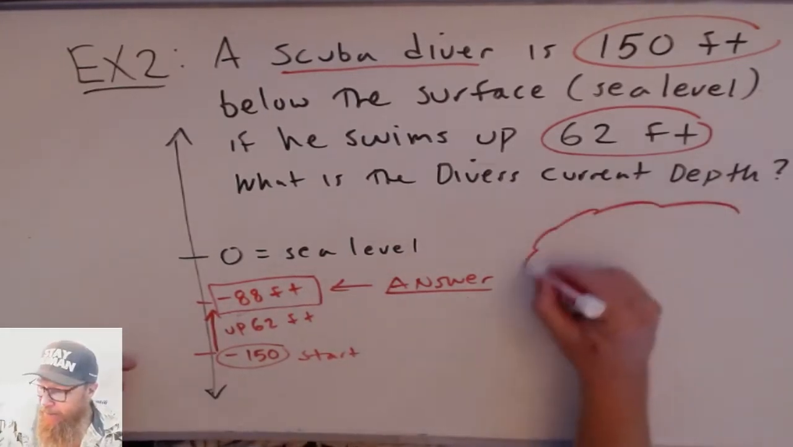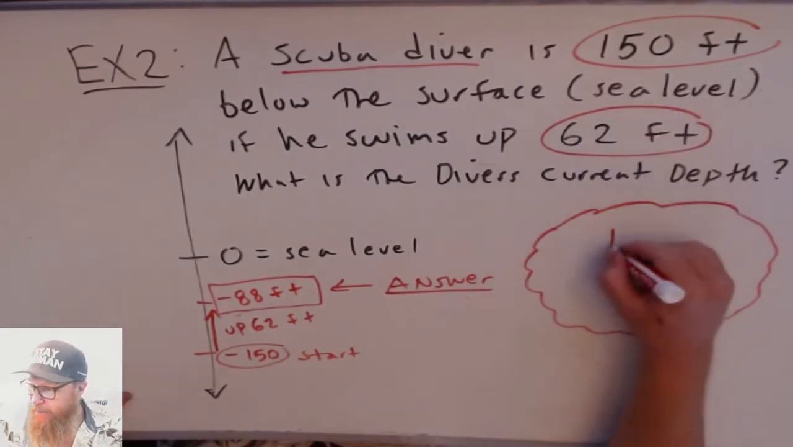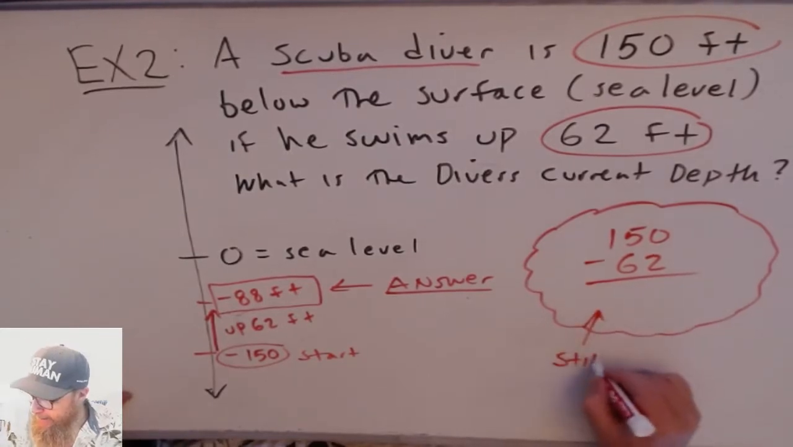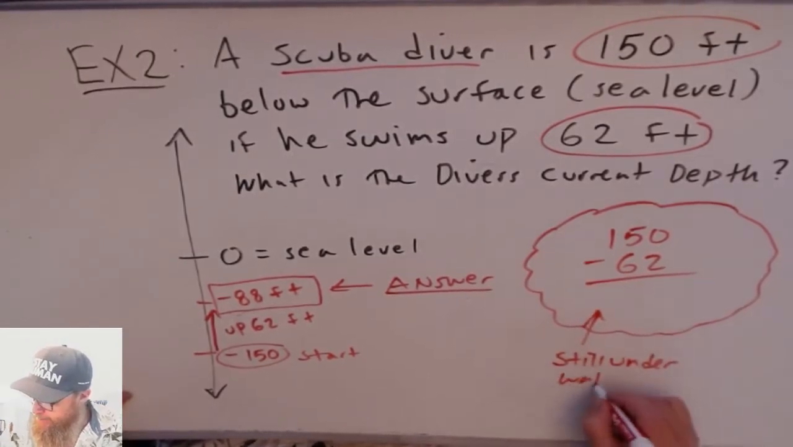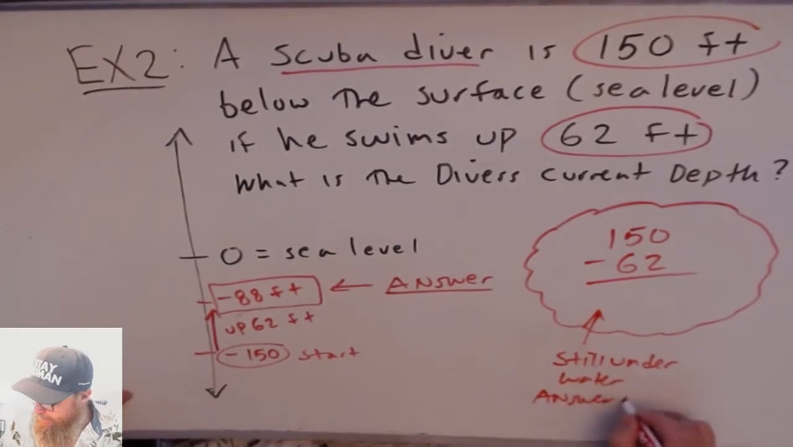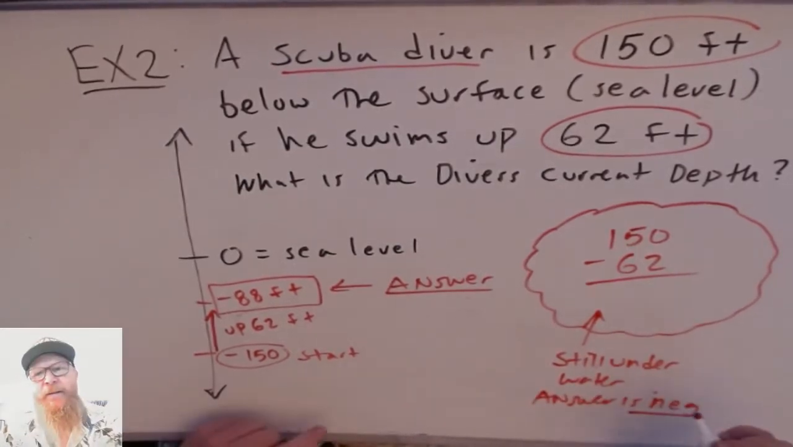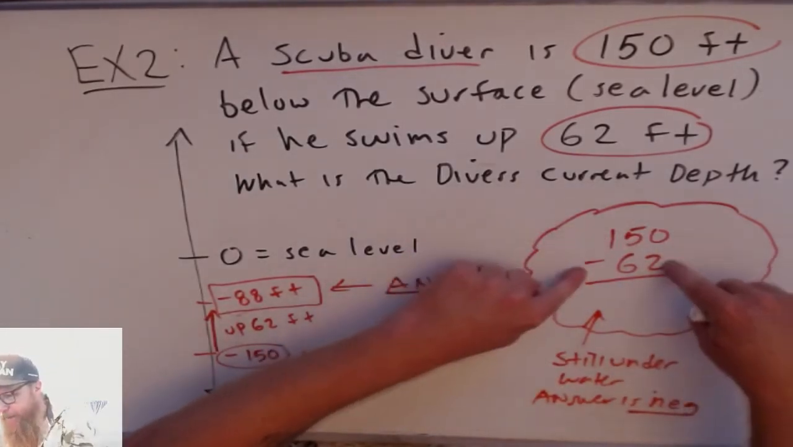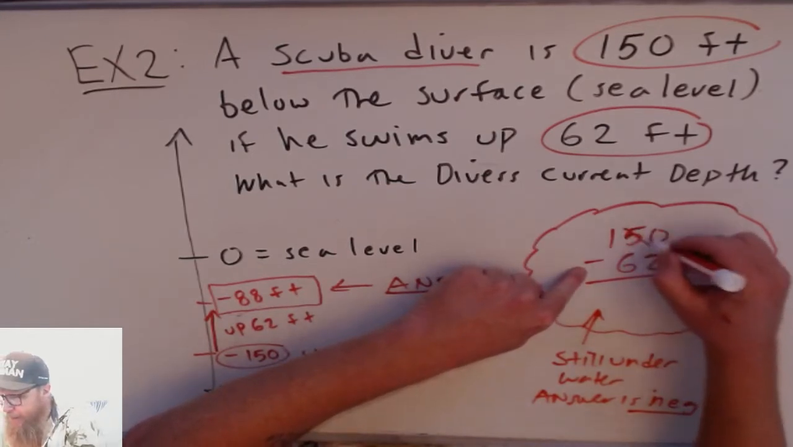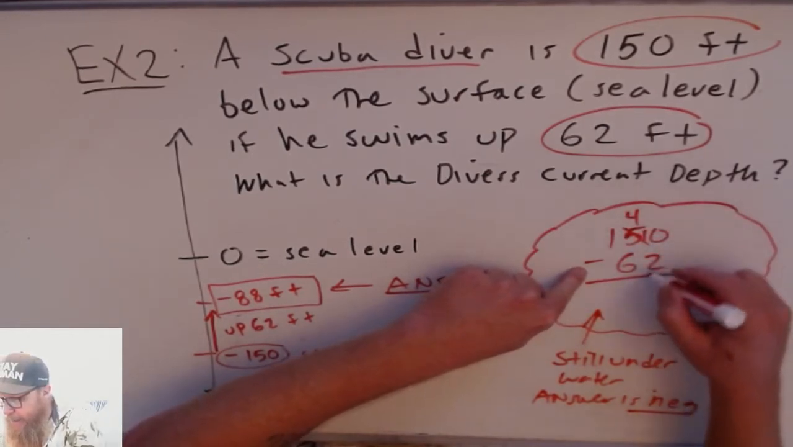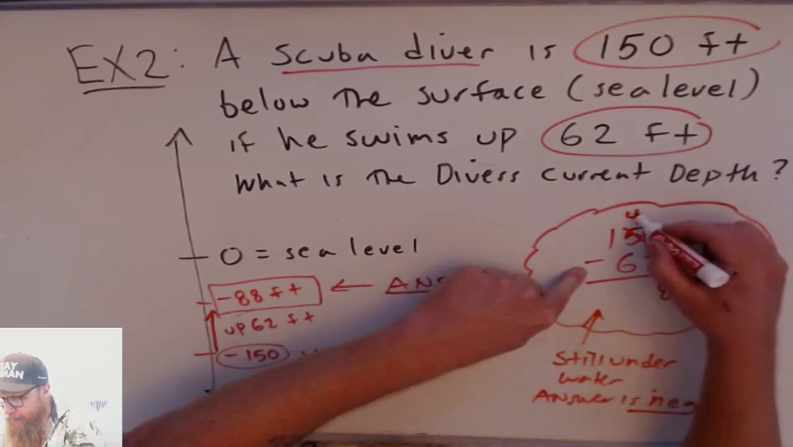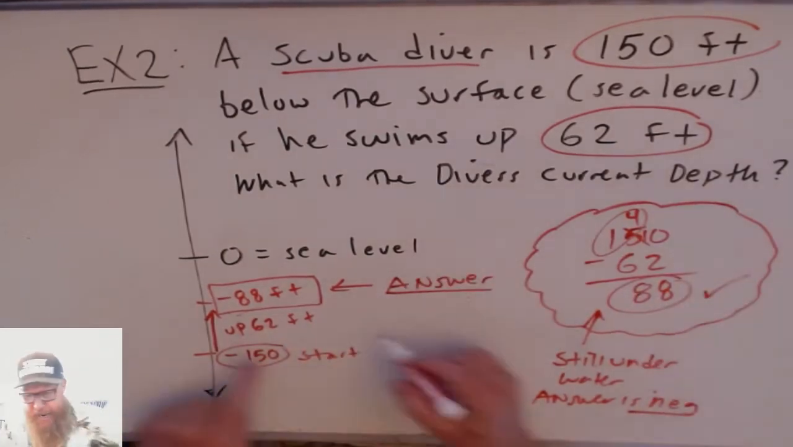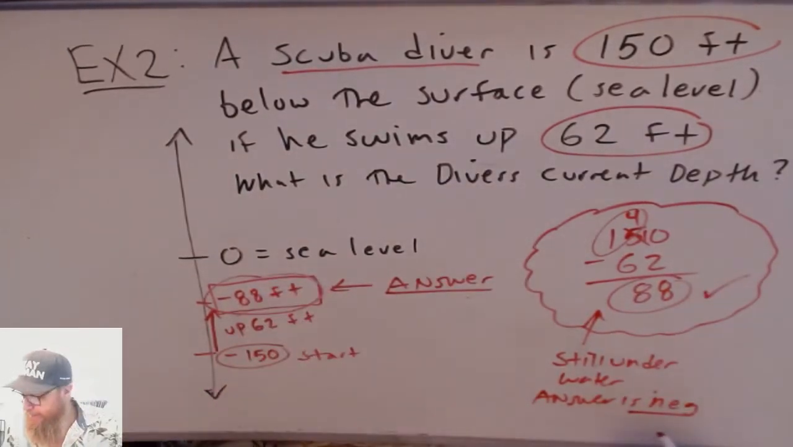All right. If you're not good at mental math, then you want to actually write it. You want to do 150 minus 62. And since you're still underwater, the answer is negative. But you ignore the negative while you're doing the problem. So it's 150 minus 62. And then you say, okay, well, let's borrow from that. So 10 minus 2 is 8. And then 14, you can just consider that 14 minus 6 is another 8. Check. That's negative 88 feet.